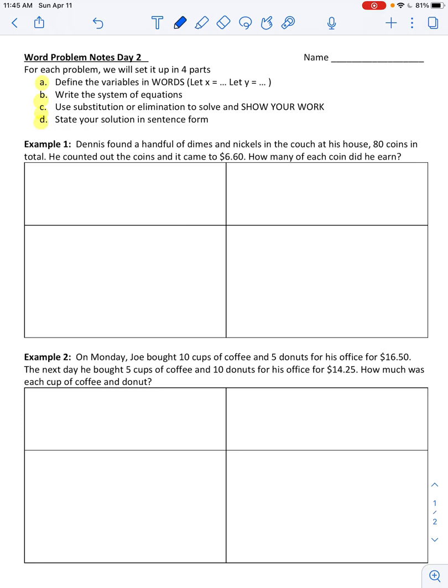So take a look at example 1. Dennis found a handful of dimes and nickels in the couch at his house, 80 coins in total. He counted out the coins and it came to $6.60. How many of each coin did he earn?